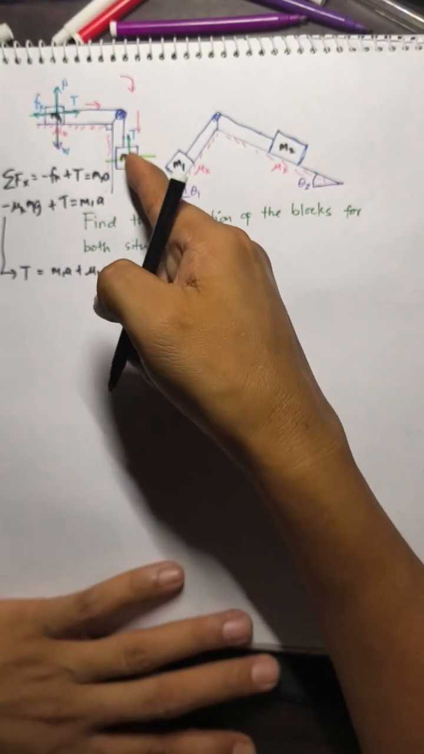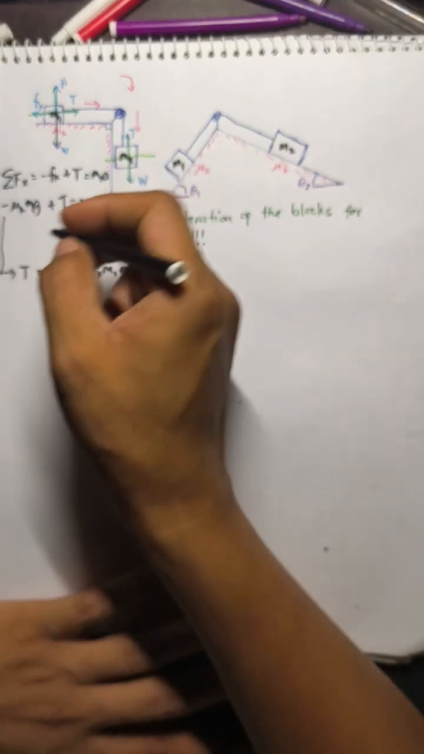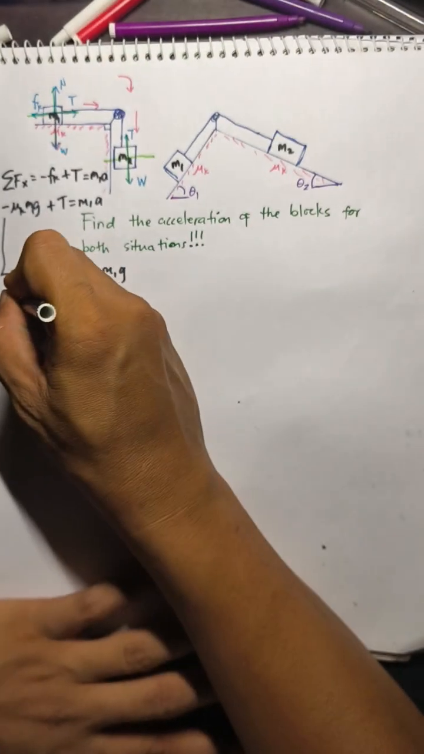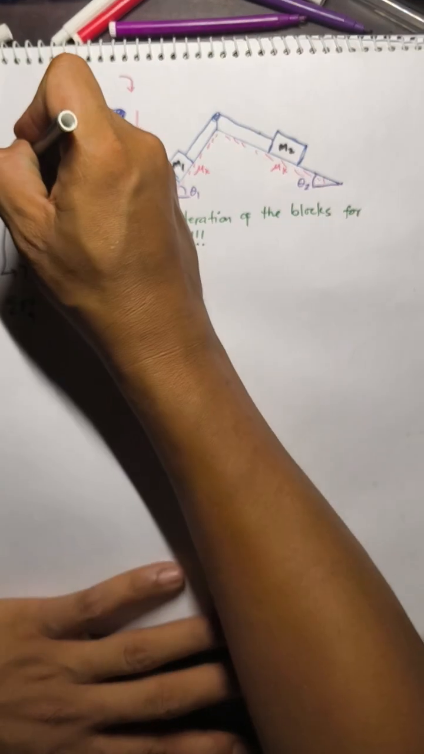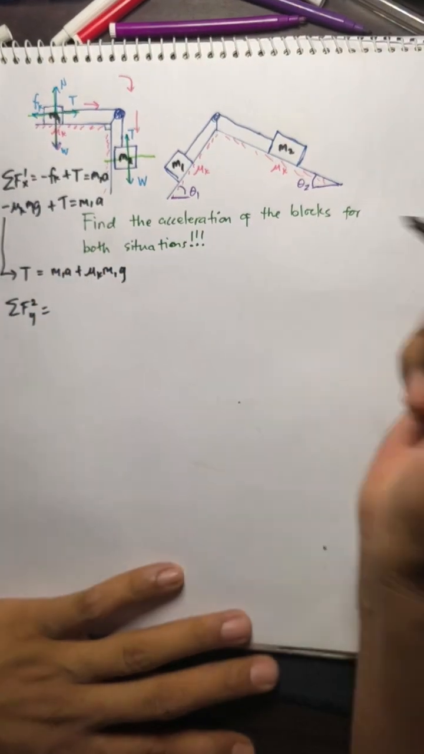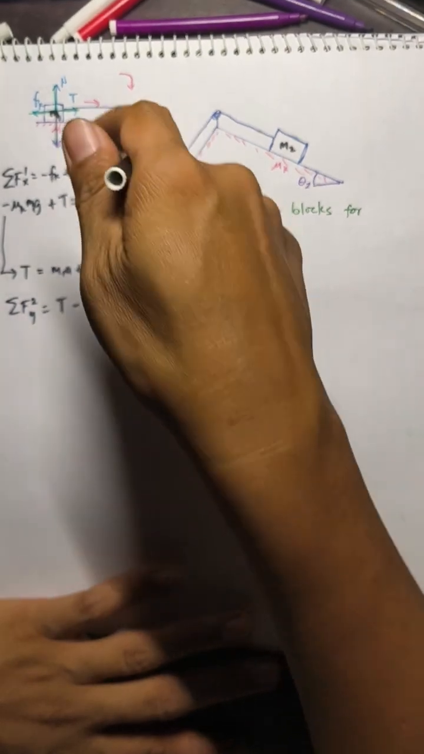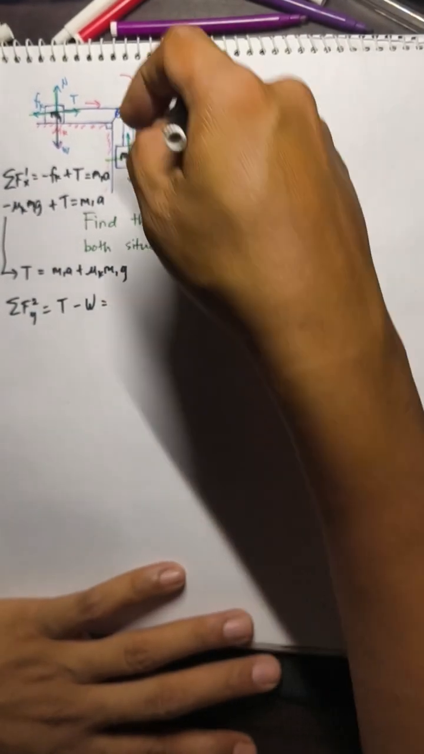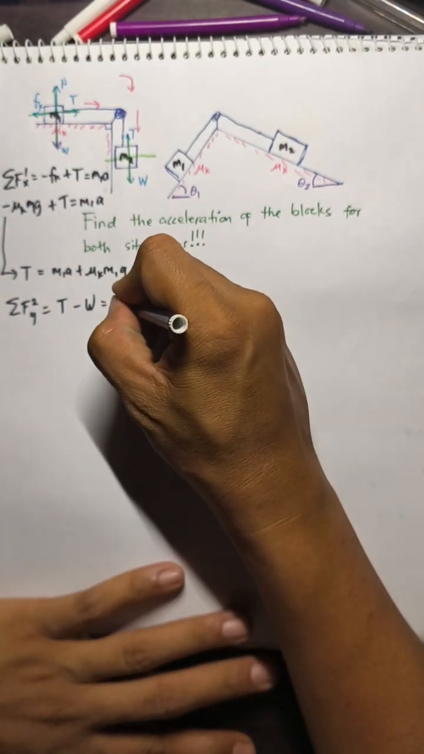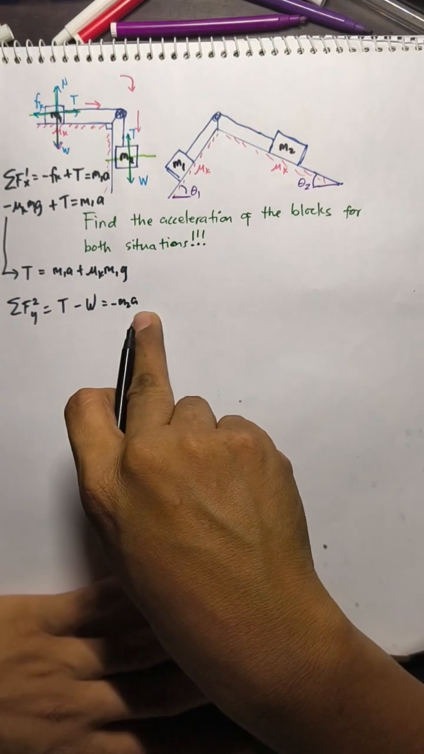Okay. So the only sum of forces we can have here is the summation of forces along y. So let's do the summation of forces along y for the second mass. Let's label this as 2. Let's label this as 1. What are the forces along y? You have T upwards minus the weight, which is downwards. That's why you have negative, equals. What's the acceleration? It's going down. So this is minus m2a. So this is our second equation.